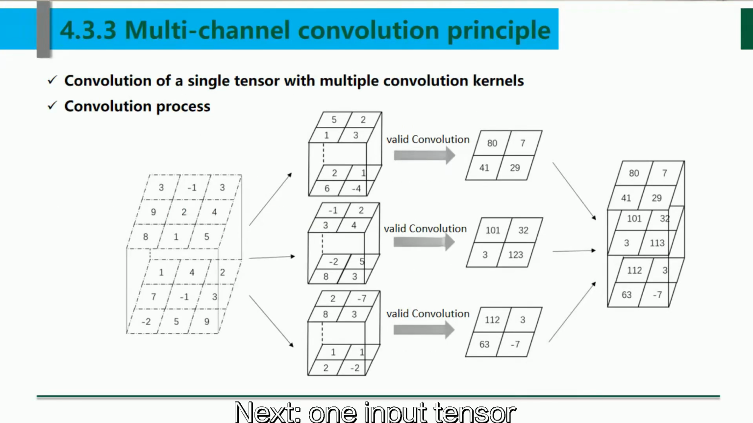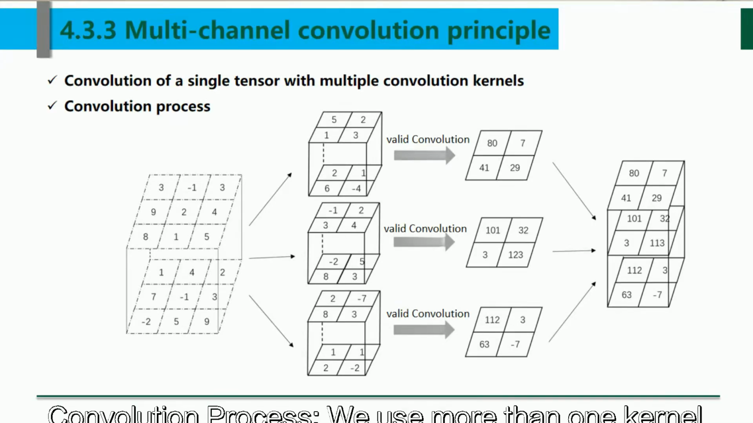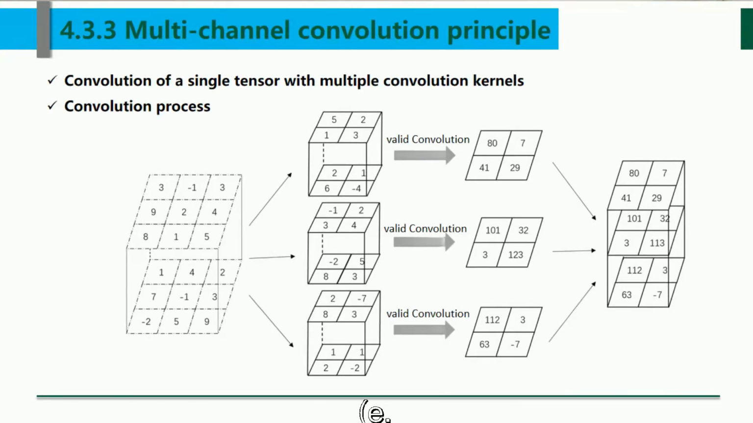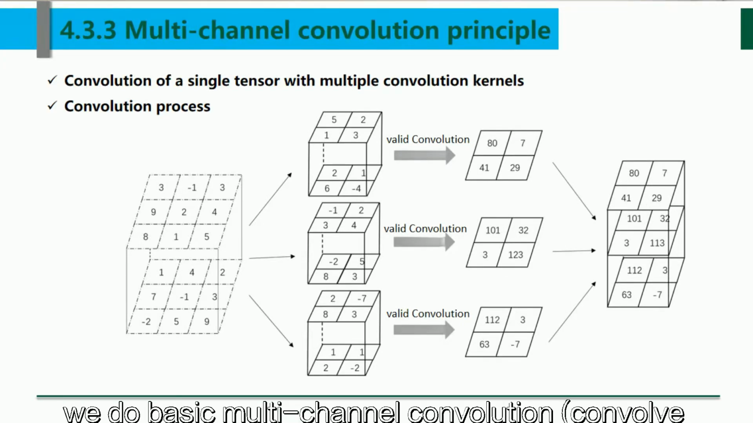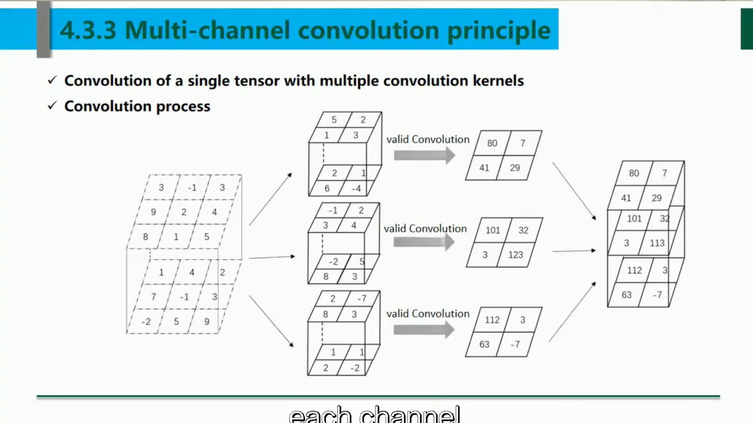Next, one input tensor, multiple convolution kernels. Convolution process: we use more than one kernel, for example, 3 kernels. For each kernel, we do basic multi-channel convolution, convolve each channel, sum to one feature map.